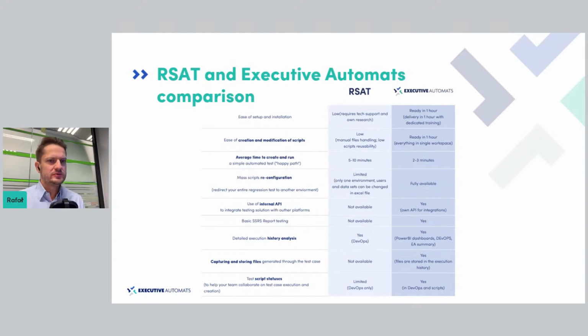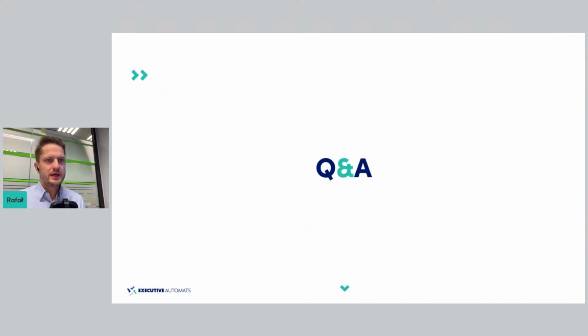Okay, we are moving to the question and answer session. So how do the surveys look? It seems like we have 50 to 50. So a couple of you are using RSAT and a couple of you are not. It's cool that you're hopefully already using Executive Automats. But if not, go ahead and reach out to us. We would like to share trial environments with you if you ask. So go ahead and do that.